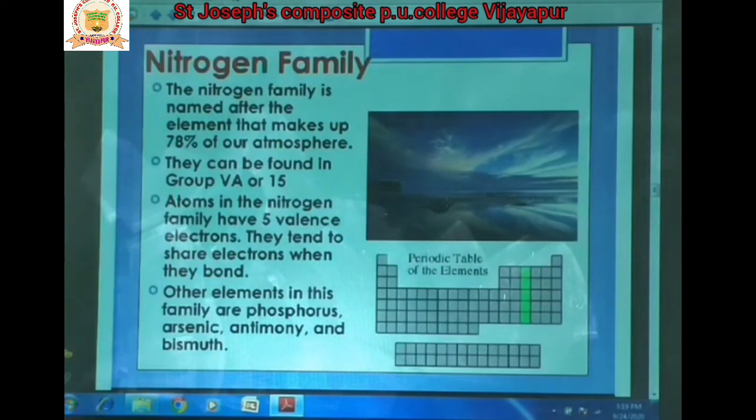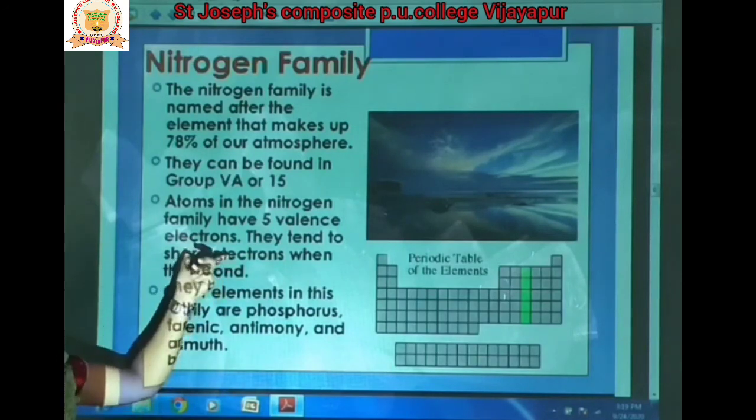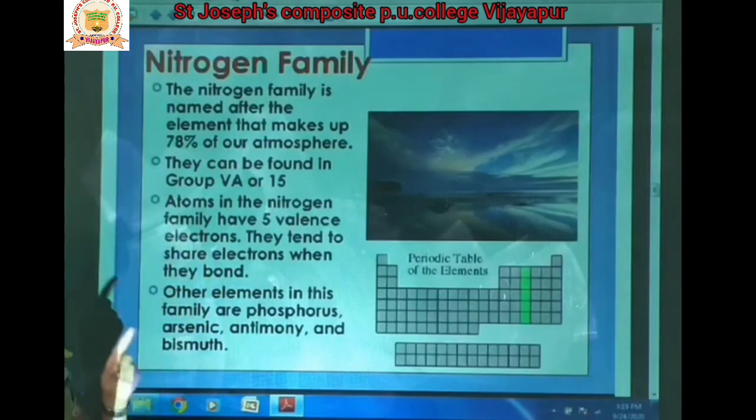So atoms of this nitrogen family have 5 valence electrons. They tend to share the electrons when they bond. Means 5 valence electrons, valency is 5. Sometimes it may show a valency of 3. Why is the valency 3? The main valency is 3, not 5. Valence electrons are 5, but it shows the valency of 3.